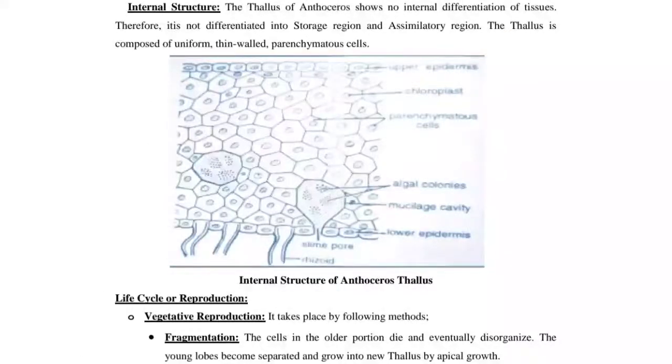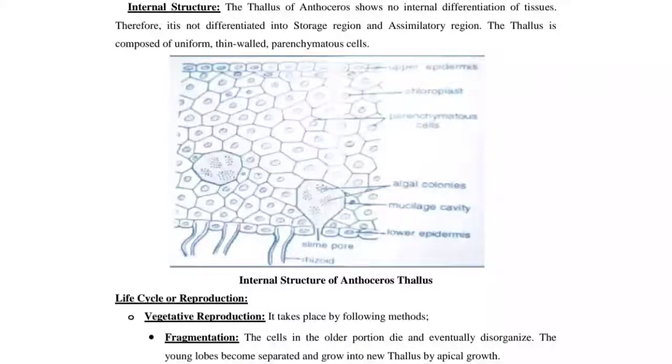Internal structure. The thallus of Anthoceros shows no internal differentiation of tissues. Therefore, it is not differentiated into a storage region and an assimilatory region. The thallus is composed of uniform, thin-walled, parenchymatous cells. Life cycle or reproduction. Vegetative reproduction takes place by the following methods.